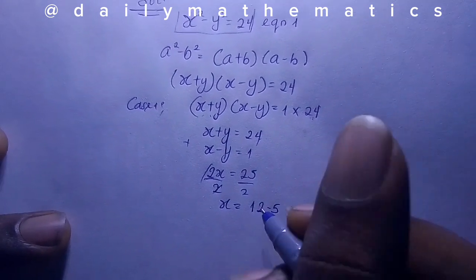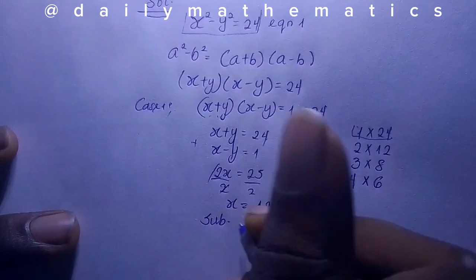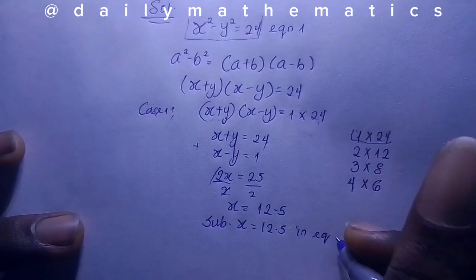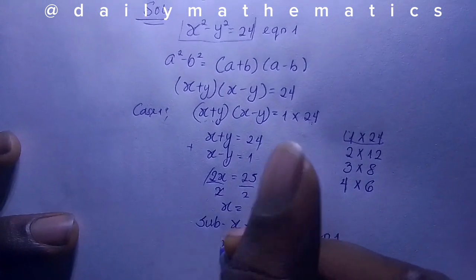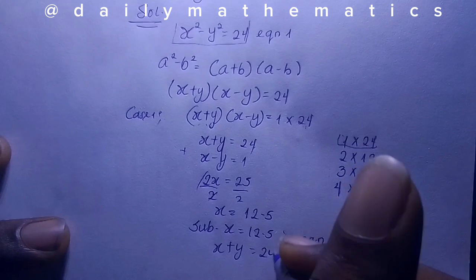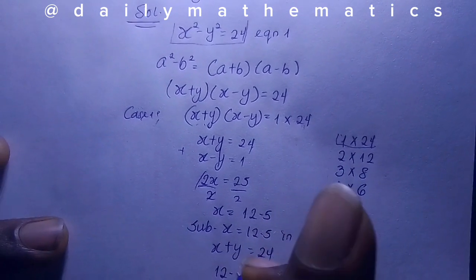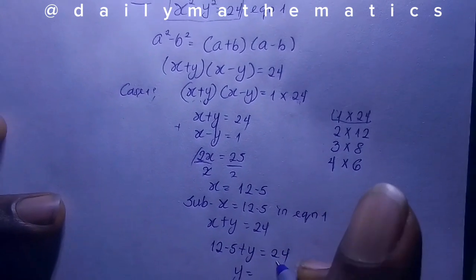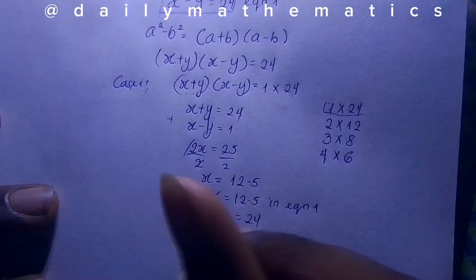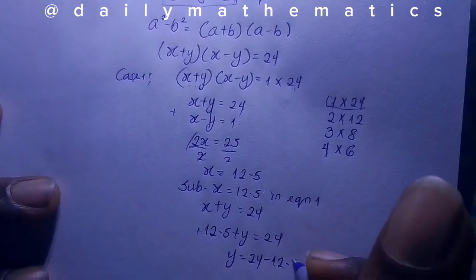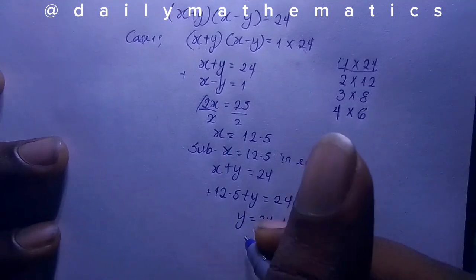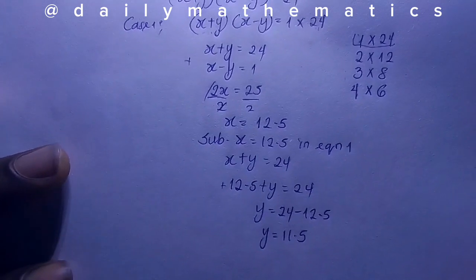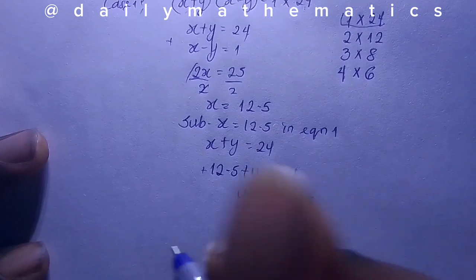Good. So let's substitute x equals 12.5 in equation 1. We have x plus y equals 24. This is x. We have 12.5 plus y equals 24. We have y equals 24 minus 12.5, and 24 minus 12.5 gives us y equals 11.5. Good. Now let's quickly check both equations.